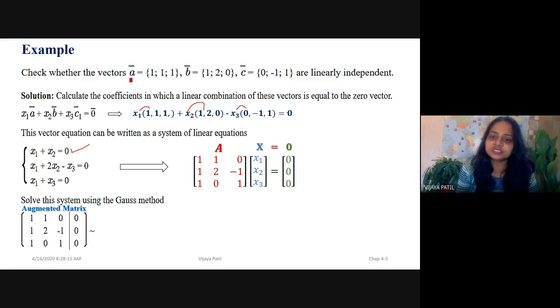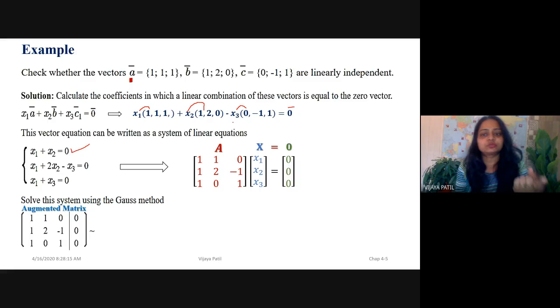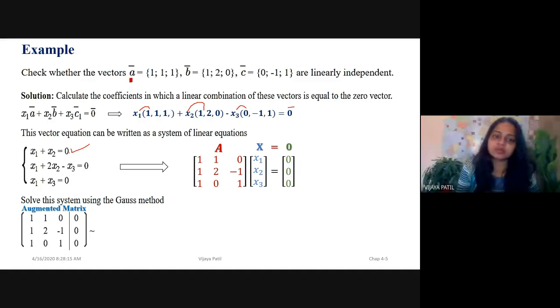So this is actually 0 bar. 0 bar means what? I have got it here, 0 comma 0 comma 0, going to my first component. So x1 plus x2 is equal to 0, my first equation.